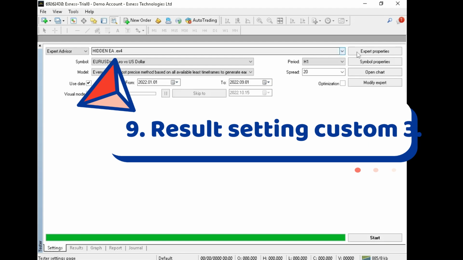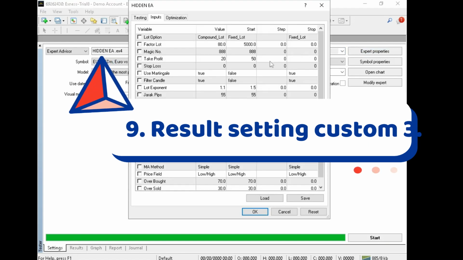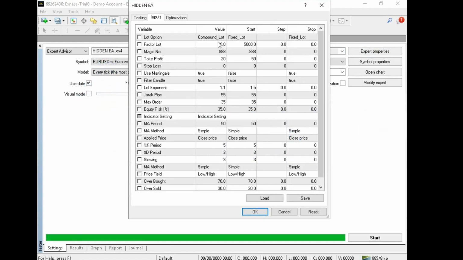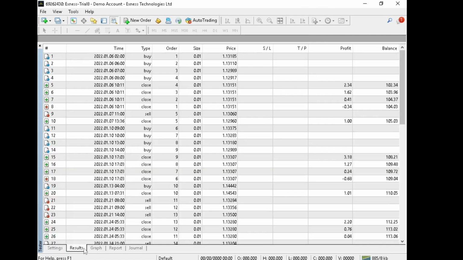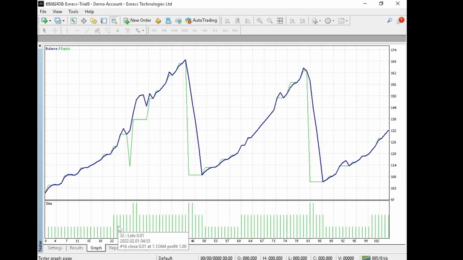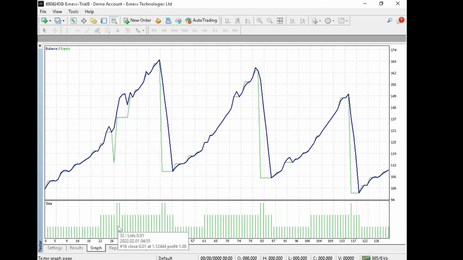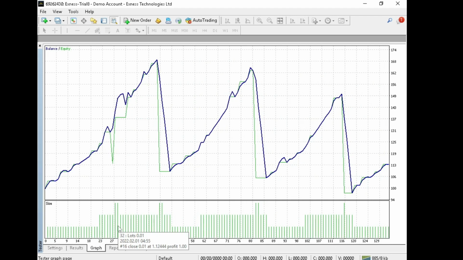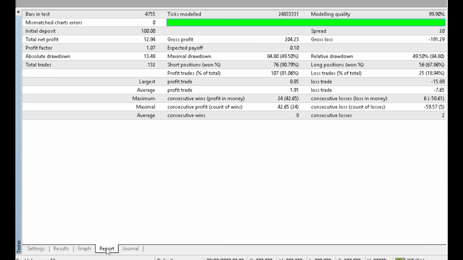9. Result of custom setting 3. Next experiment I will try to increase the take profit value to $100, lot factor 80, lot exponent 1.1. We can see here the results. If you increase the take profit and lot factor, the results are less stable. The profit generated is small and the drawdown is large.